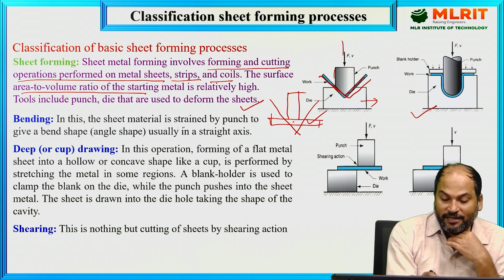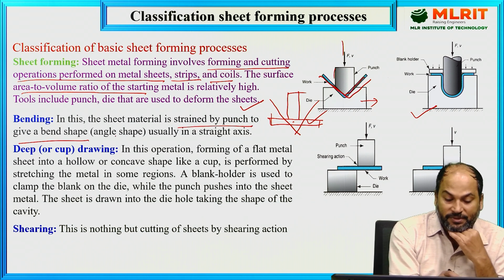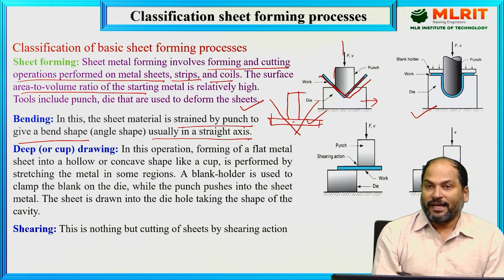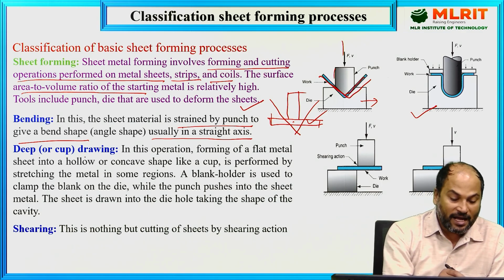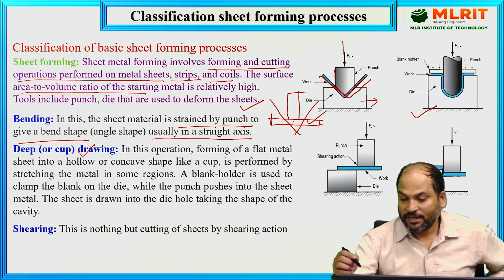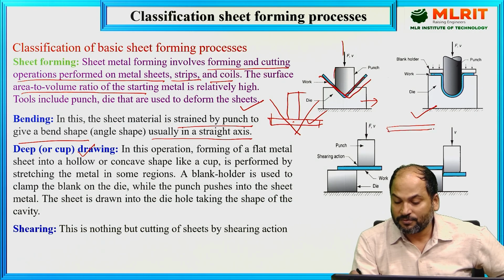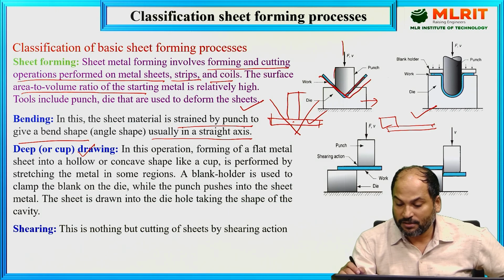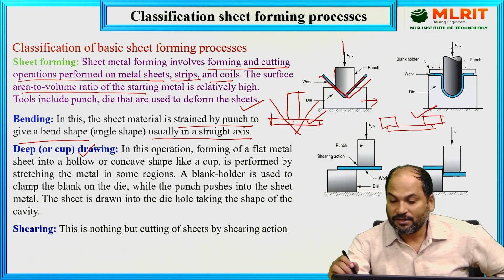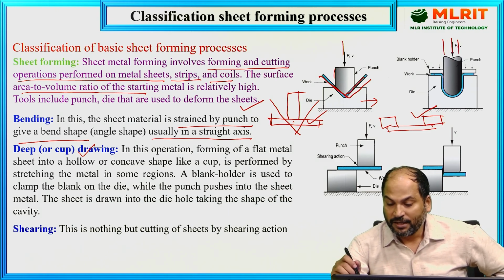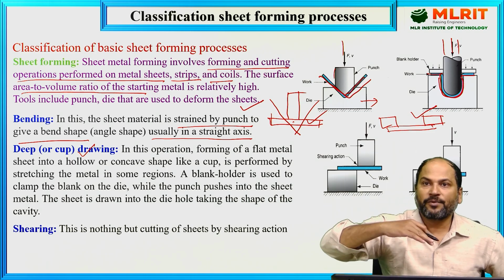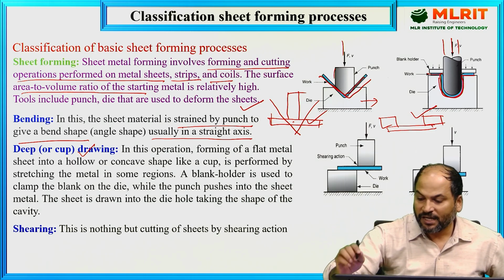Sheet material is strained by the punch to give a bend shape, angle shape, usually in a straight axis. It is clear from the diagram also. Then we have deep drawing or cup drawing. In this one, there is a blank holder. Suppose this is the workpiece, initially in the form of a flat sheet. With the blank holder we are just holding this job here, and then with this punch we are applying the force. Once we apply the force, it will take the shape of the die. It is deforming, and whatever the shape of the die is, it is going to take that shape.